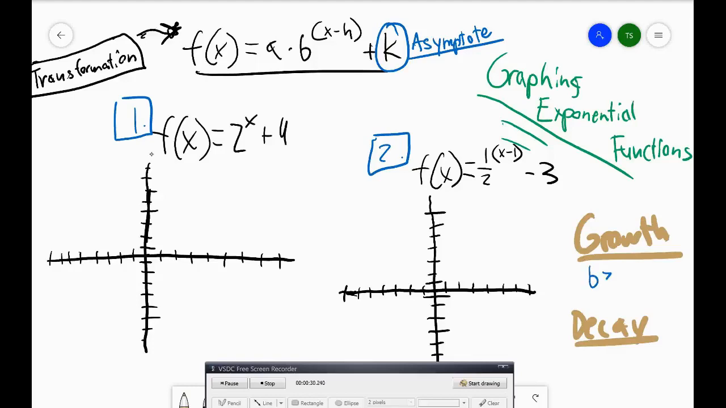Now the base is going to have to be greater than 1 for the growth aspect, and for decaying, the base will have to be less than 1. So when we start with number 1 here, we're going to notice that 4 is the asymptote of this equation. Which will then give us an ideal location of the graph, so we can easily draw a dotted line right here. And this graph is not going to go under this line whatsoever.